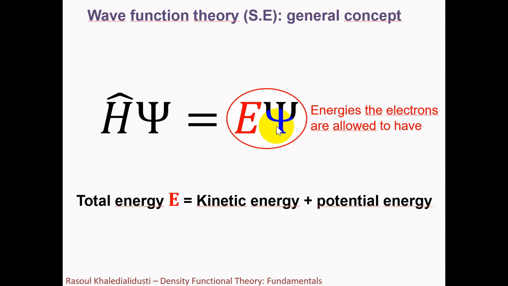Let's take a look at the left-hand side of the equation. Well, the total energy is made of kinetic energy and potential energy. So the Hamiltonian operator is a summation of the kinetic energy and the potential energy of the electrons in our quantum system. We will talk about the Hamiltonian operator more in the rest of this unit.